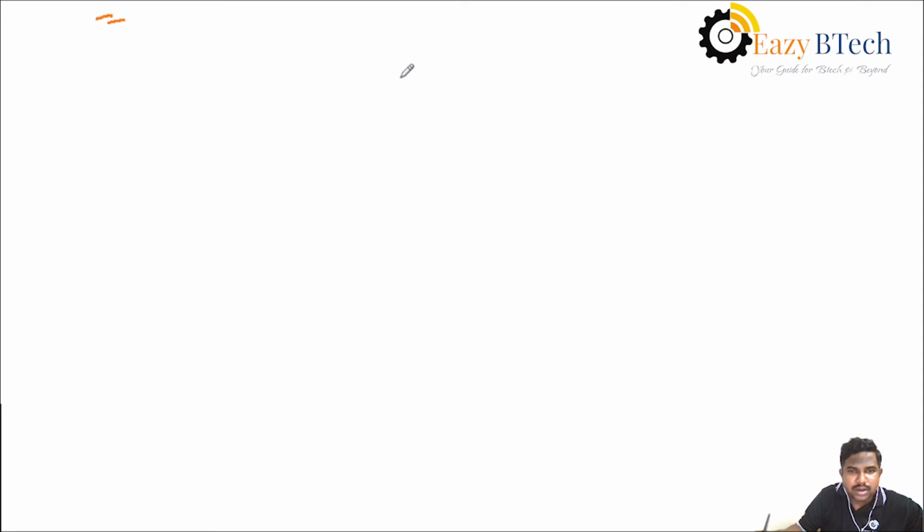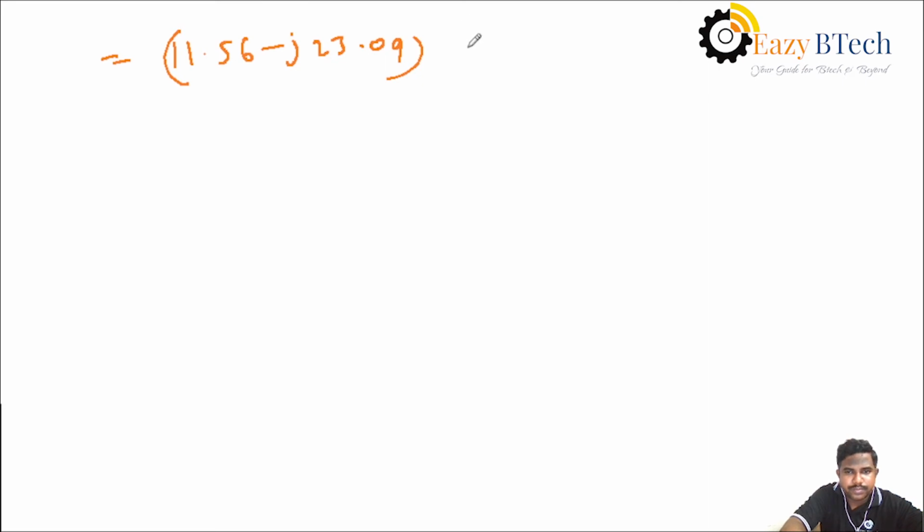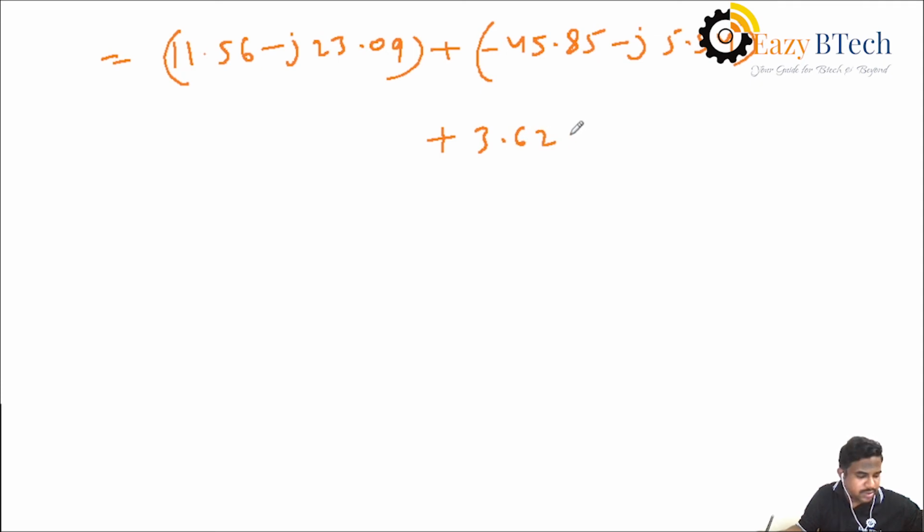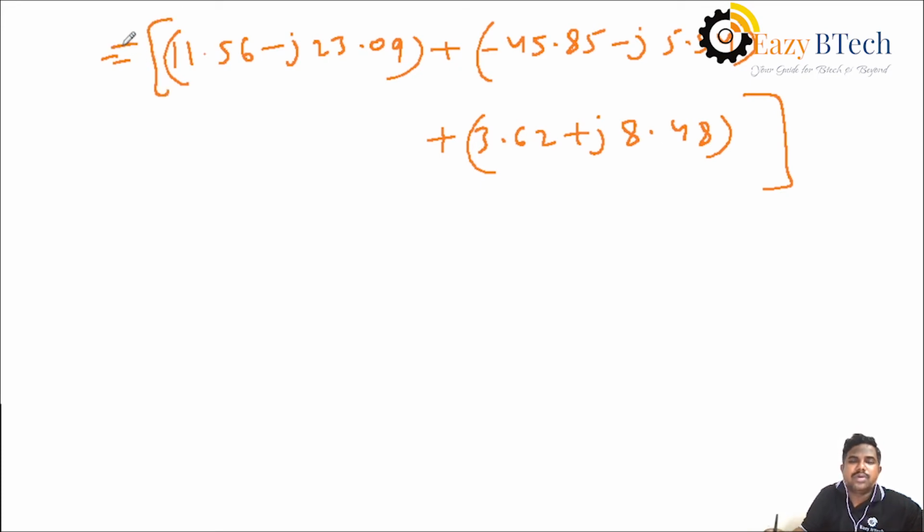Then the rectangular form of the current IR is nothing but 11.56 minus J 23.09. Then the second one, minus 45.85 minus J 5.54, and the third one, plus 3.62 plus J 8.48. Because these are the equivalent rectangular forms of IR, IY, IB. Then all are added, and the minus term is there, that is minus.